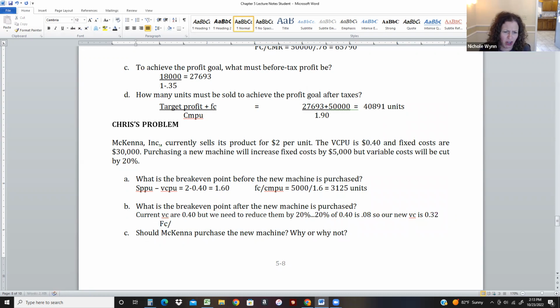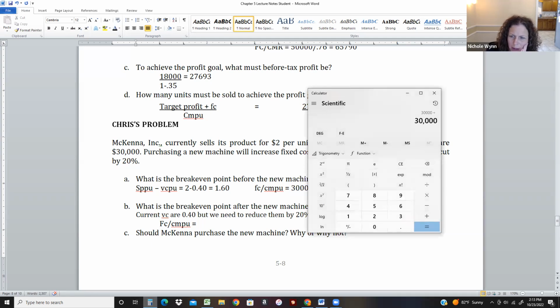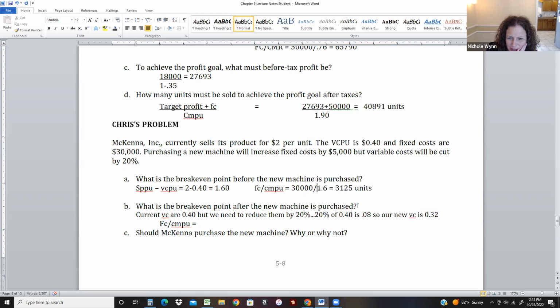So now if I do fixed cost divided by CMPU, my fixed costs are going to increase by 5, and so they used to be 5,000. Oh, guys, I think I did it wrong. My fixed costs were 30,000 up here. If you were in the room with me, you would have stopped me. So 30,000 divided by 1.6 is 18,750.